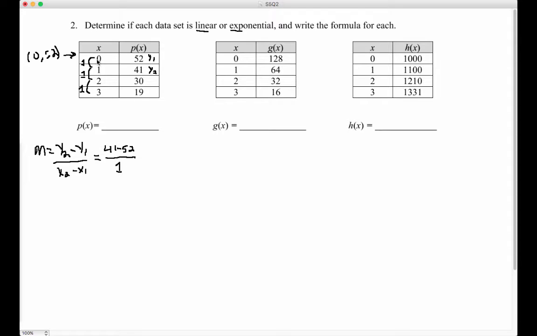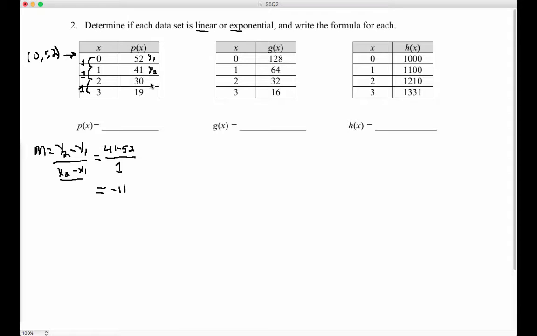Now, if that wasn't the case, if these were not sequential, then you're going to have to go through and actually calculate the slopes by determining what that difference in the denominator is every time. So 41 minus 52 gets us back a negative 11. Okay, so that's the first one. So let's try the next set of points.